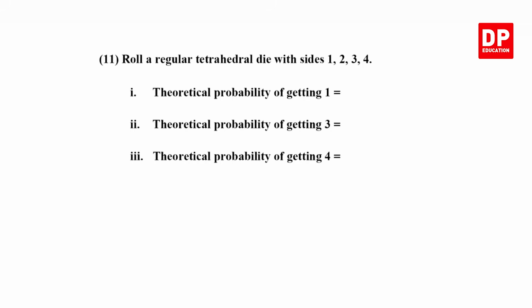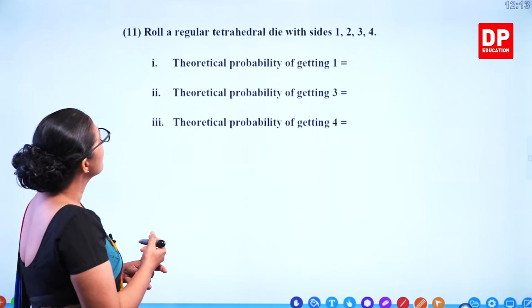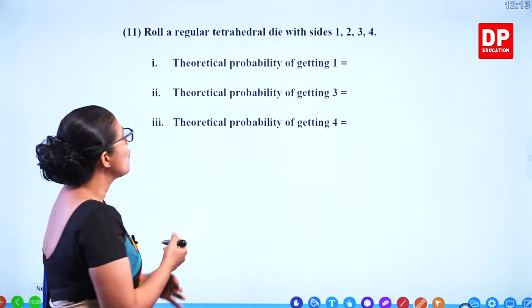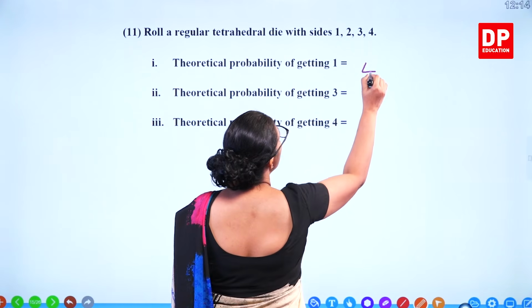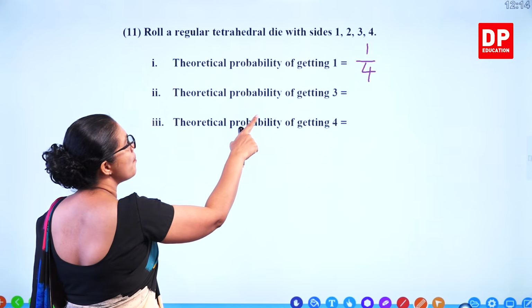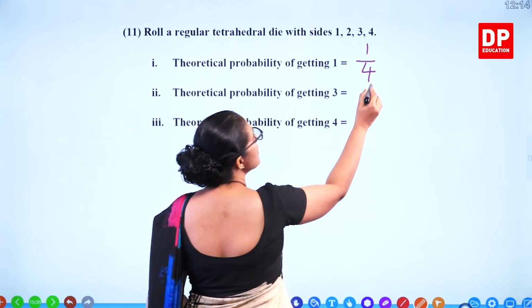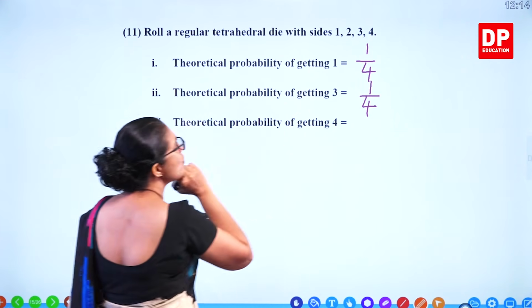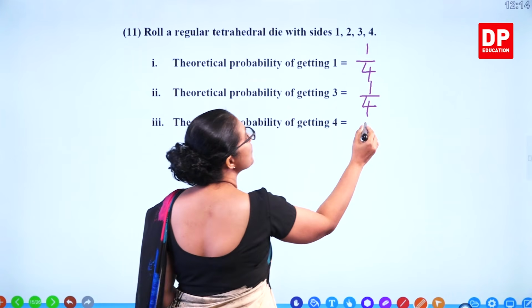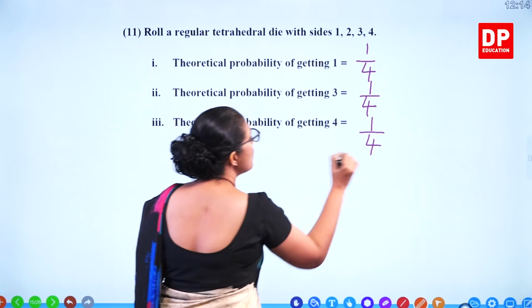Roll a regular tetrahedral die with sides 1, 2, 3, 4. What's the theoretical probability of getting 1? 4 sides are there. Out of 4, one side gives you number 1. Theoretical probability of getting 3: one side out of 4 sides. What's the theoretical probability of getting 4? 1 out of 4.